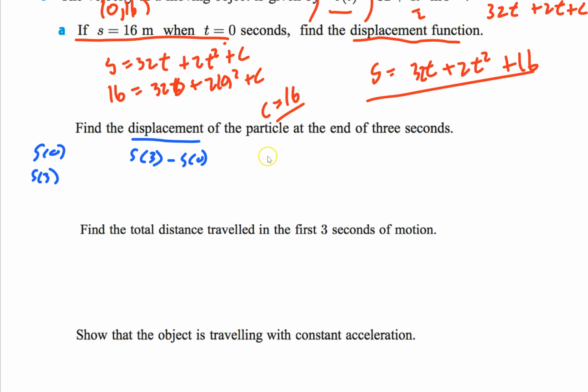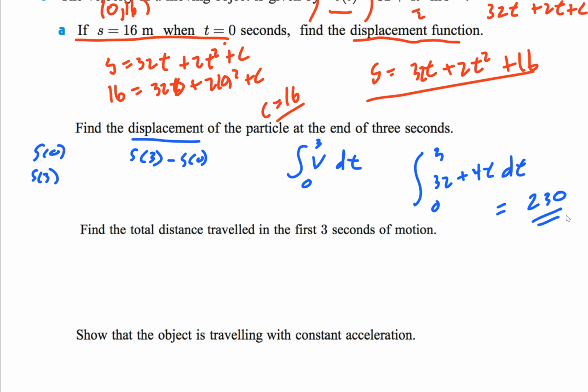Now that's one way to do it. The other way to do it is using integration. Remember, the displacement formula is the integral of velocity, in this case from 0 to 3. So you can do that, especially with the calculator, right? You just integrate 32 plus 4t from 0 to 3 dt. Now I did this earlier and I got 230. So my displacement in the first 3 seconds is 230. Oh, sorry, 210. 210. So again, you can either do s of 3, plug 3 into the displacement formula, then plug 0 into the displacement formula, subtract them, or just plug it in. Use the velocity formula.